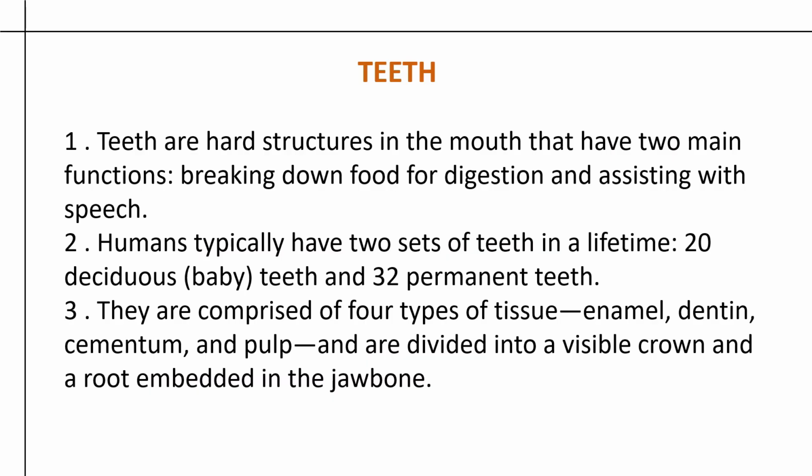Teeth. Teeth are the hard structures in the mouth that have two main functions: breaking down food for digestion and assisting speech. Humans typically have two sets of teeth in a lifetime: 20 baby teeth, deciduous teeth, and 32 permanent teeth. They are composed of four types of tissues: enamel, dentin, cementum, and bulb, and are divided into a visible crown and a root embedded in the jawbone.